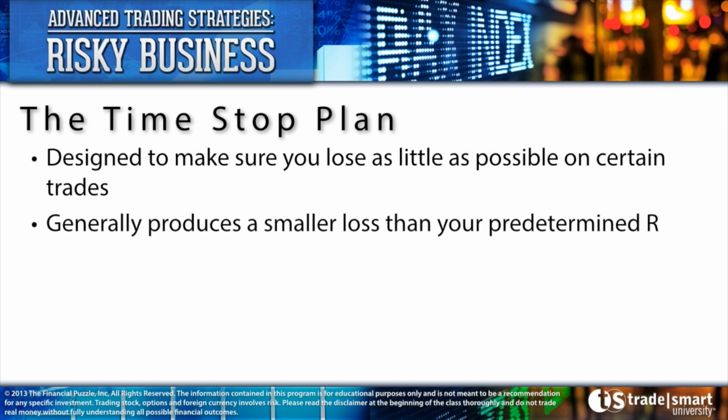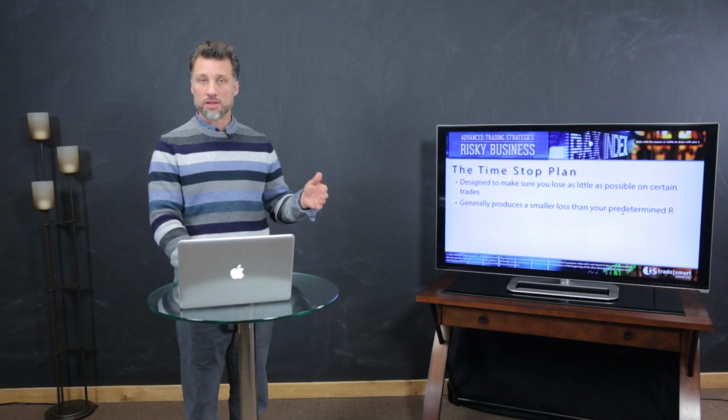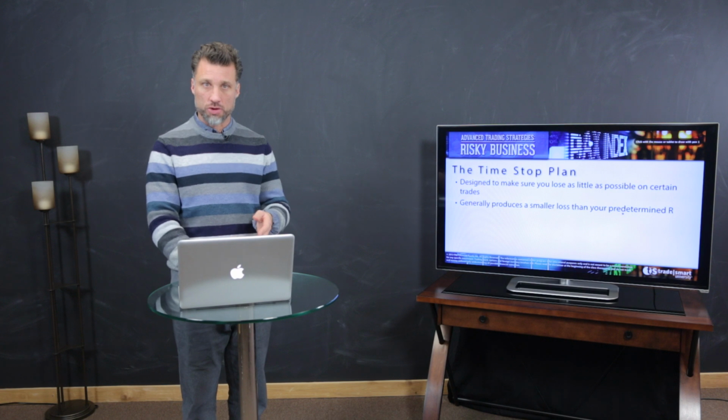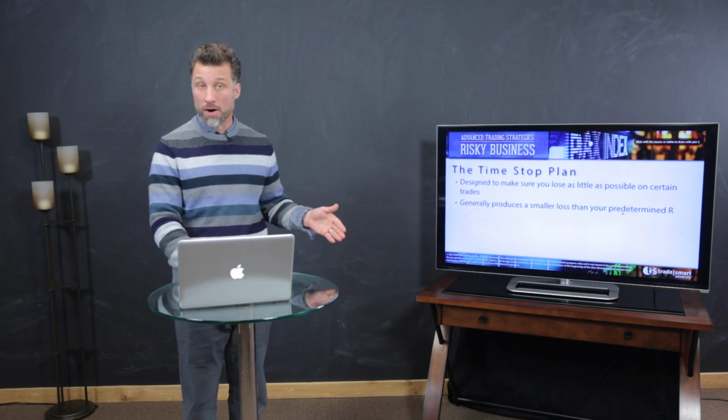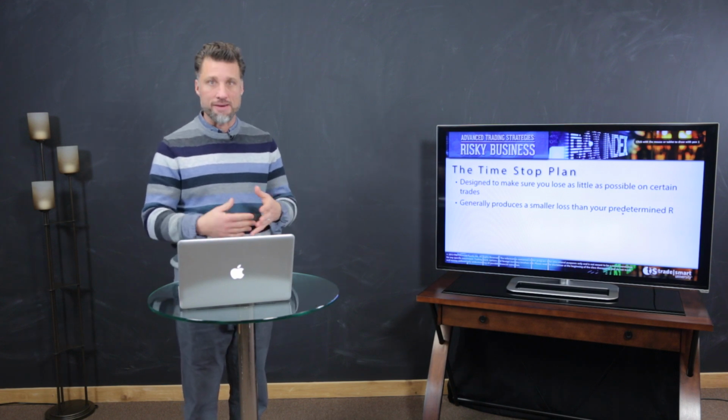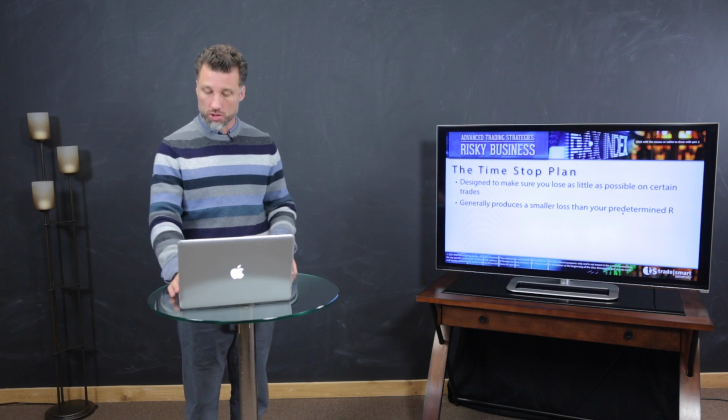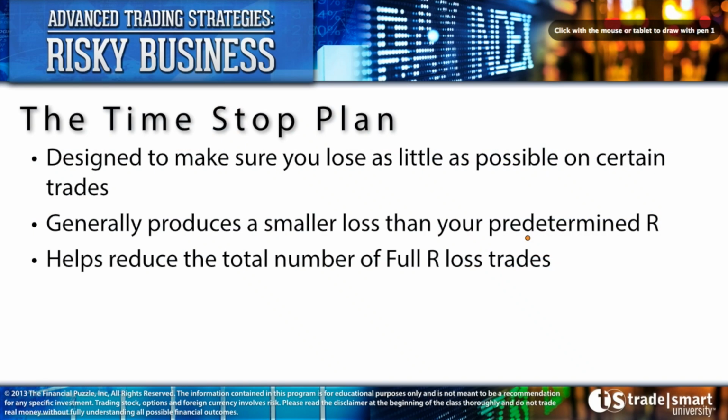However, using the time stop plan as a management system generally produces a smaller loss on your predetermined R. So instead of you losing the one risk unit, the time stop plan will often, on many trades, prevent you from even losing the 1R and shrink that number down to maybe a half an R or a quarter of an R or 3/4 of an R, so to speak. It also helps reduce the total number of full R loss trades. So remember, we trade in probabilities.